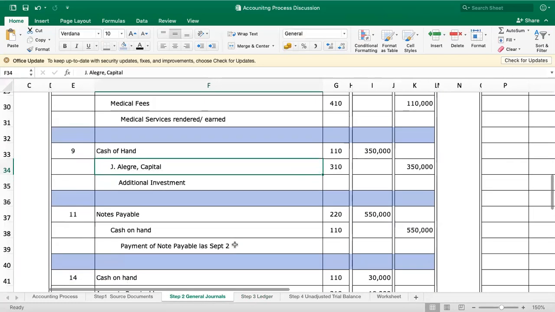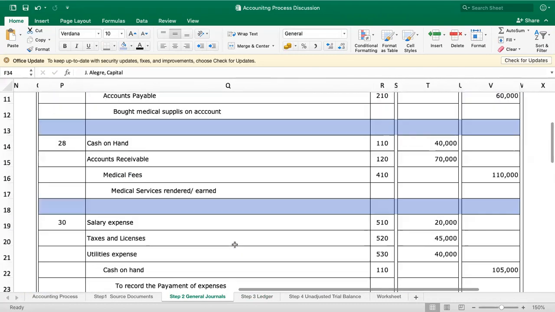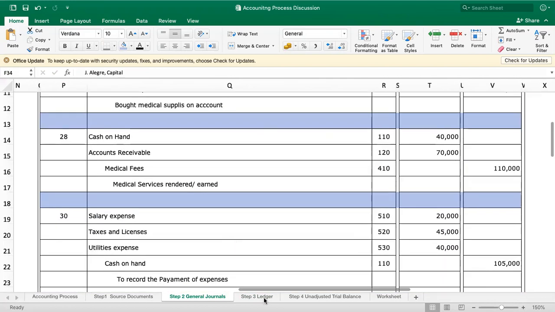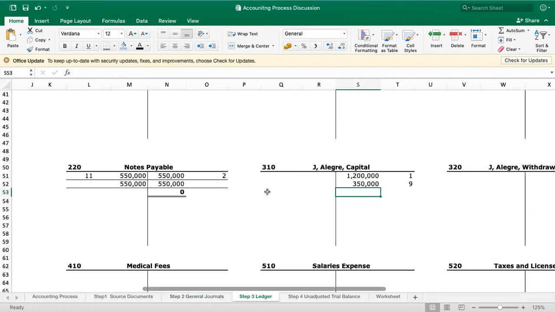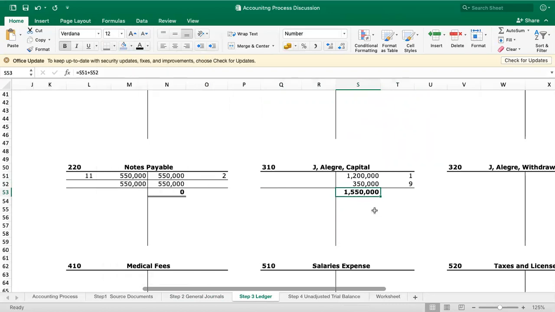Balikan natin if meron pa. Wala na sa page 1, page 2. Okay, wala na din. So therefore, these are the transactions that affect our capital account, J. Allegri capital account. Walang debits, therefore this is the balance of your capital account, that is 1,550,000 credit. You have a credit balance of your capital account. Take note that capital account has a normal credit balance.